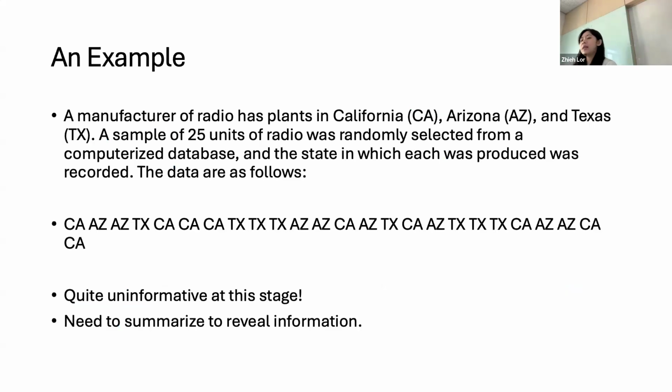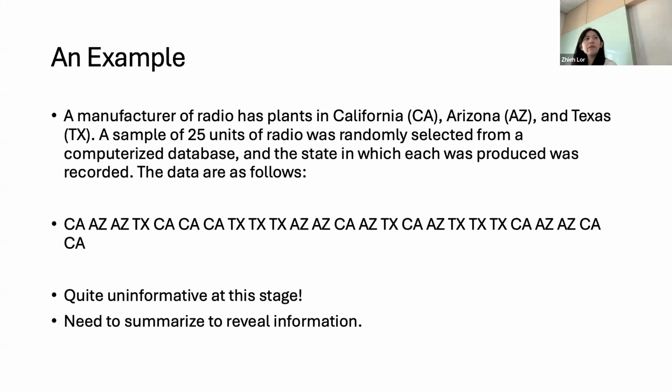So, an example here: let's say a manufacturer of radios has plants in California, Arizona, and Texas. Then we have a sample of 25 radios, randomly selected from a computerized database. We're trying to understand which state produced which radio. We select 25 of them, and you can see California, Arizona, or Texas.